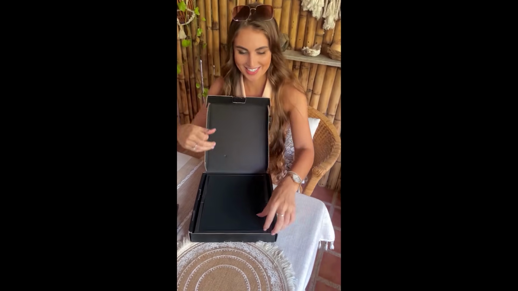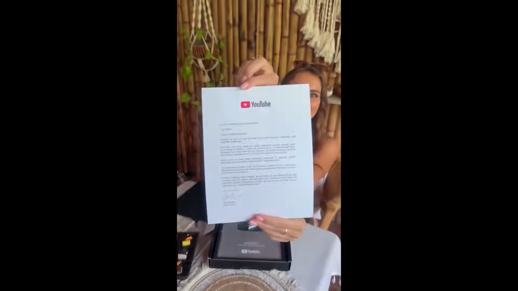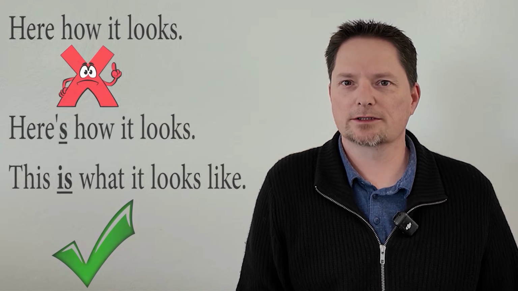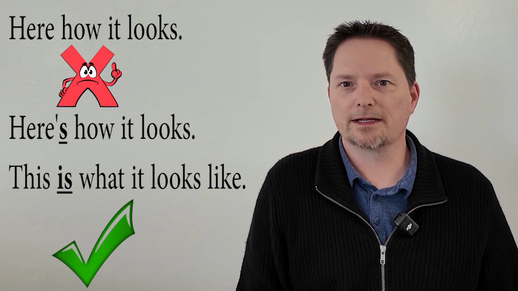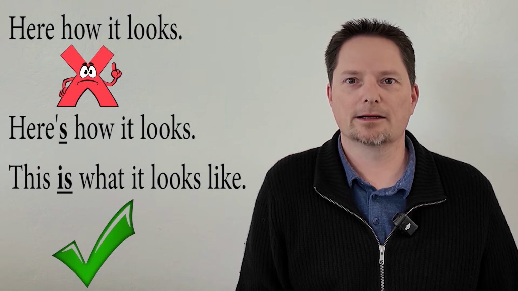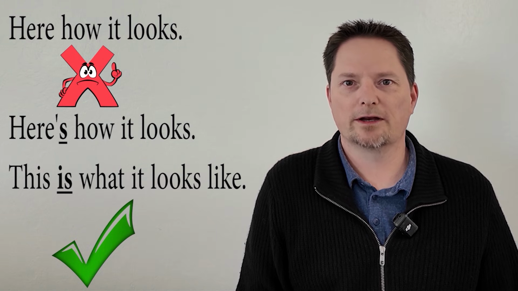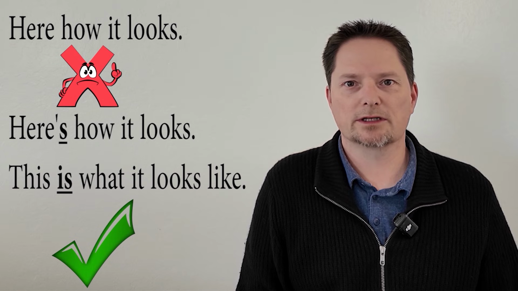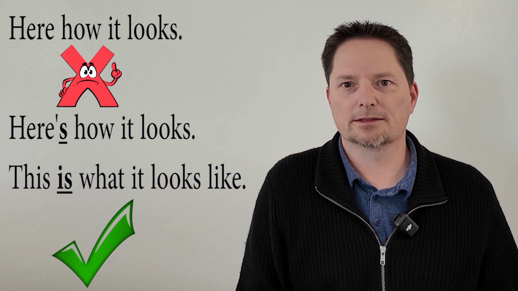First, this is not correct. Here how it looks. Here how it looks from the inside. We cannot say here how it looks. We need an action. We need a verb. Here is. Here is how it looks. Or contraction, here's. Here's how it looks. This is correct. We need the verb is.